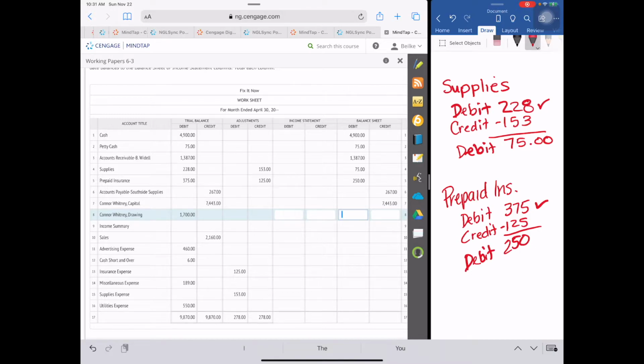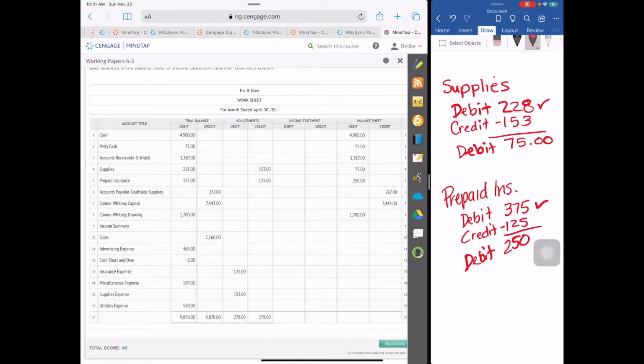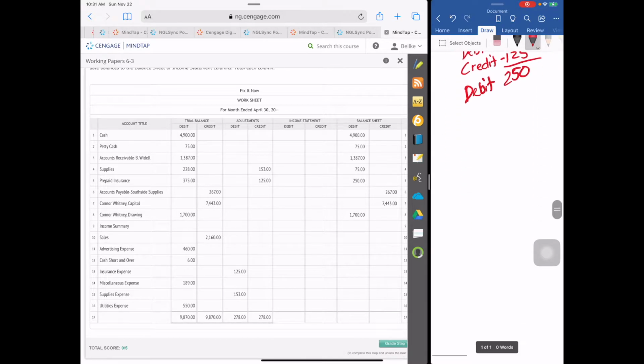It has a debit balance. We will transfer that as a debit. So now we have transferred all of our assets, liabilities, and owner's equity. Next, we're going to transfer our revenue and expenses. Revenue and expenses go into our income statement.